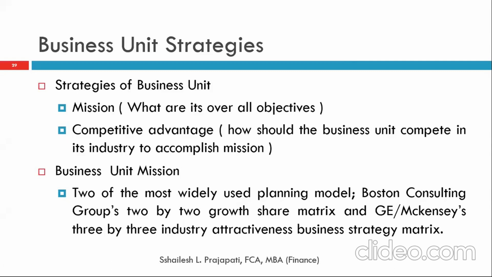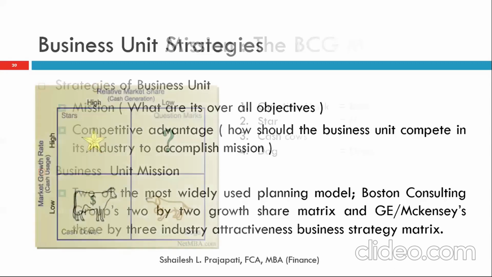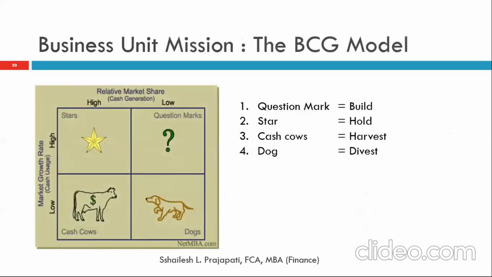2 of the most widely used planning models for the business unit mission are Boston Consulting Group's 2x2 growth strategy matrix and the GE matrix. And one more after this we will study is Porter's 5 force theory. So let us look at the first one, that is Boston Group. This analysis starts with, on the x-axis, relative market share, and on the y-axis, market growth rate. This is divided into 4 parts. One is question mark, second is stars, third is cash cow, and fourth is dog.